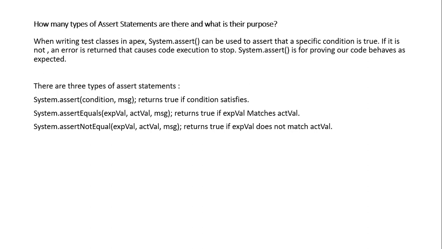When writing test classes in Apex, we use assert statements. There are three types. System.assert(condition, message) returns true if the condition is satisfied. System.assertEquals(expectedValue, actualValue) returns true if the expected value matches the actual value. The third one is System.assertNotEquals, which returns true if the expected value does not match the actual value. In these cases, the message is optional and the remaining parameters are mandatory.